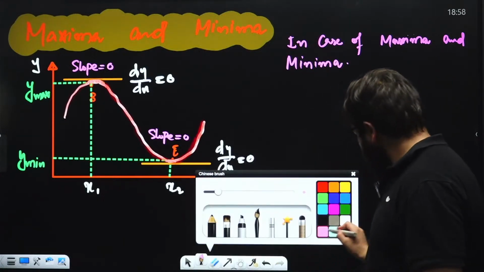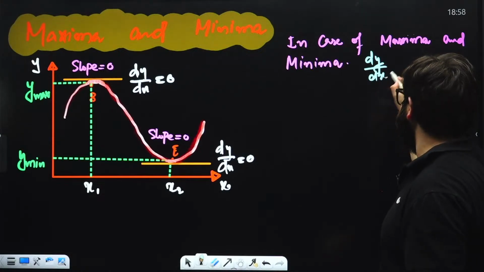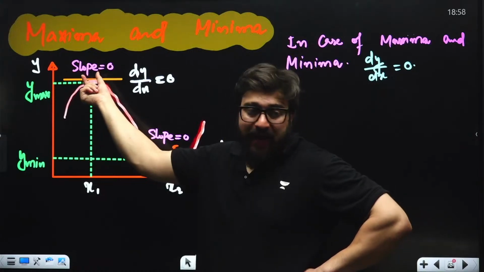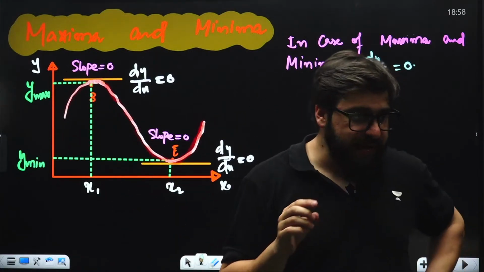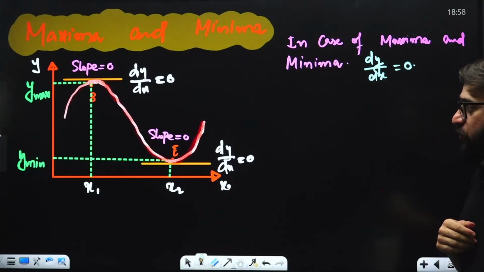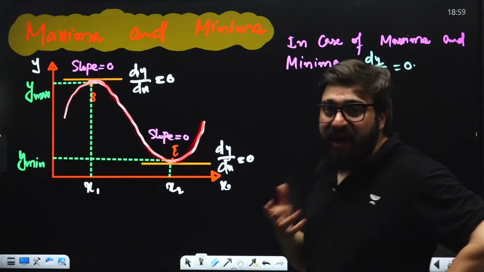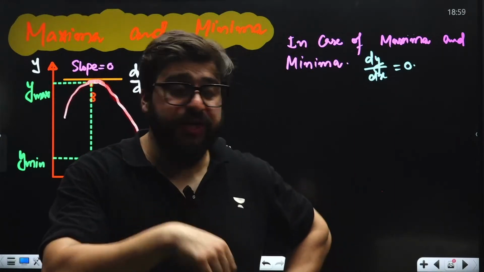We say dy by dx is equal to 0. Even if you take this point maxima, even if you take this point minima, we say dy by dx is 0 at both the points. We say dy by dx is 0.